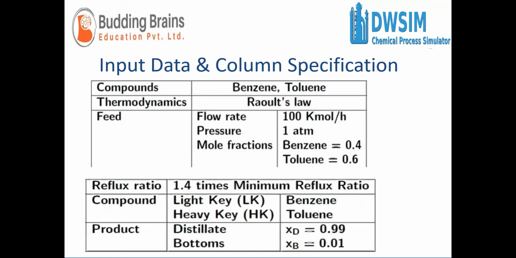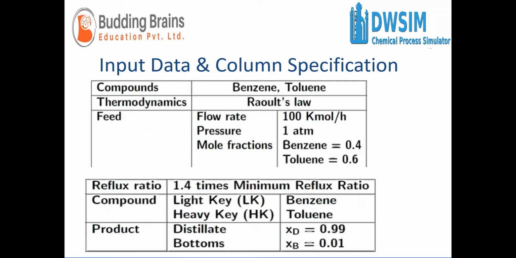The compounds given to us are benzene and toluene, and the package given to us is Raoult's law. We'll use the following process conditions, and we have the reflux ratio, which is equivalent to 1.4 times the minimum reflux ratio, and we have the compound and product properties.